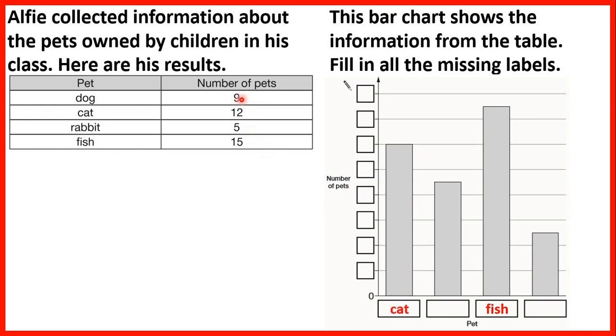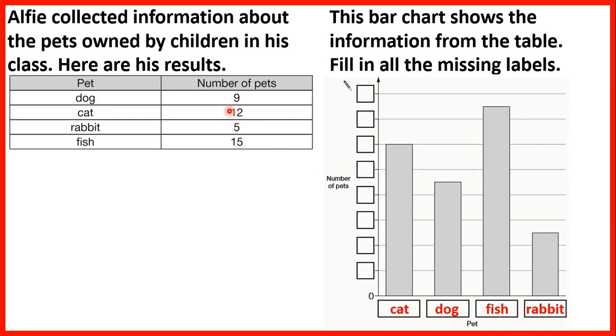Then we have 9 as our next largest number, and that's dog. So on our next largest bar, we can write dog underneath. And then 5 is the smallest number, and that's rabbits. So we can write rabbit underneath the smallest bar. But now we need to fill in these numbers here as well.